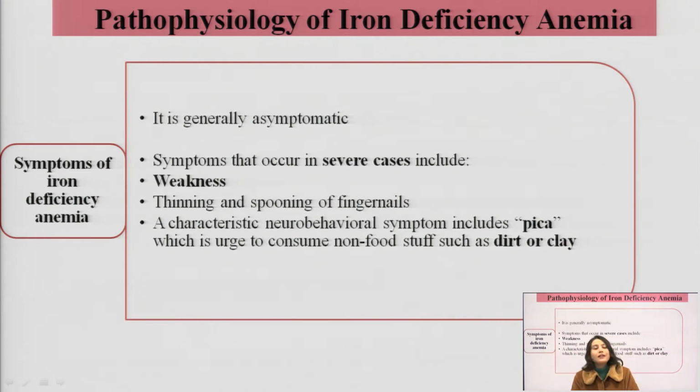to the symptoms of iron deficiency anemia. Generally, iron deficiency anemia is asymptomatic, but only in severe cases can you see certain symptoms, like excessive weakness, thinning and spooning of the fingernails, where the shape changes, and a characteristic symptom of severe forms of iron deficiency anemia, which is known as pica. This pica is basically the urge in these anemic people to eat clay or dirt.